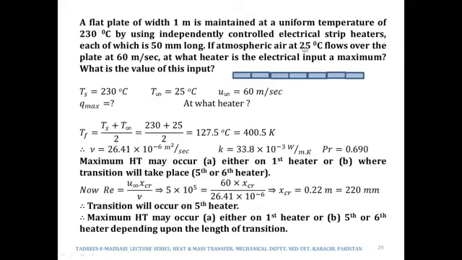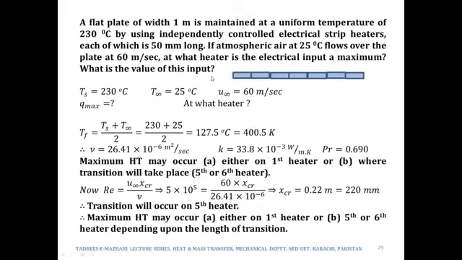Now if the atmospheric air at 25 degrees Celsius, we are given T infinity. So it is air which is flowing over this plate at 25 degrees Celsius, flows over the plate at a velocity of 60 meters per second, U infinity. At what heater is the electrical input a maximum, and what is the value of this input?